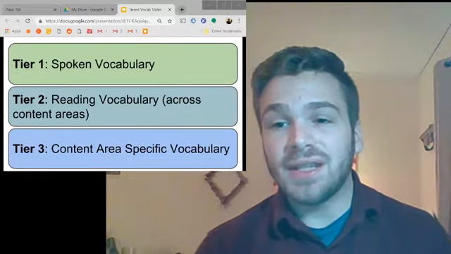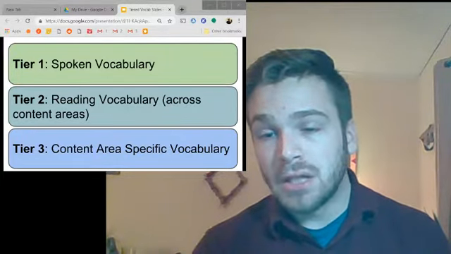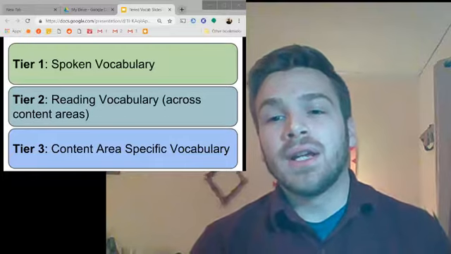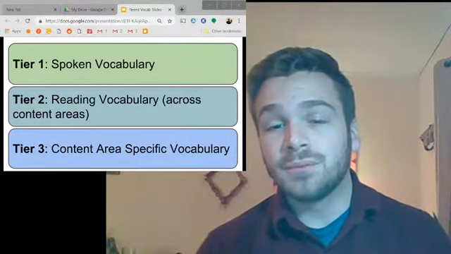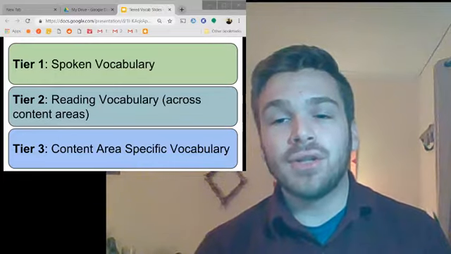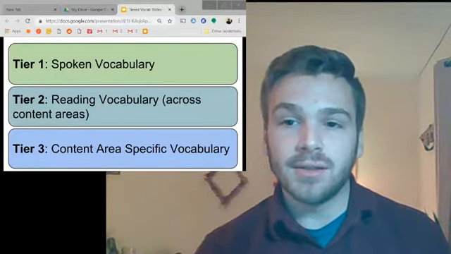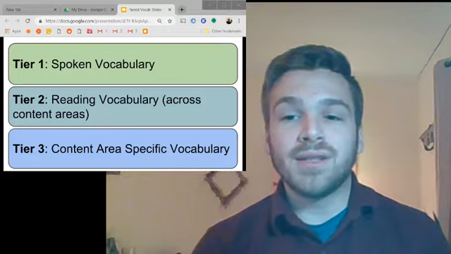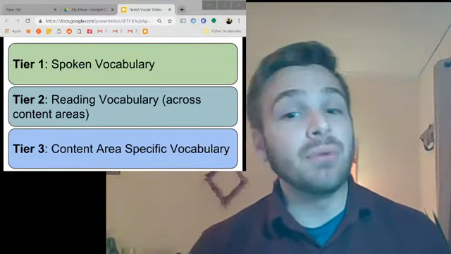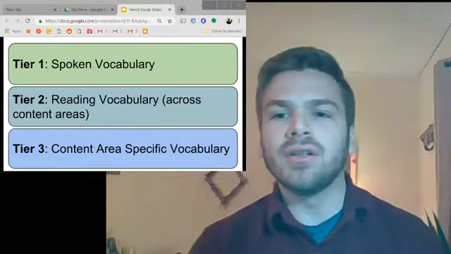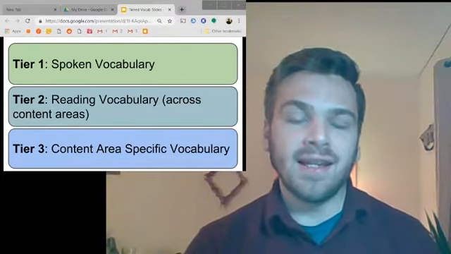Tier 2 words can have multiple meanings. Tier 2 words typically do not show up in casual conversation. And Tier 2 words show up across content areas. So these are words that we would read but not speak, and they're words that we could see potentially in an article in science class, English class, and history class.